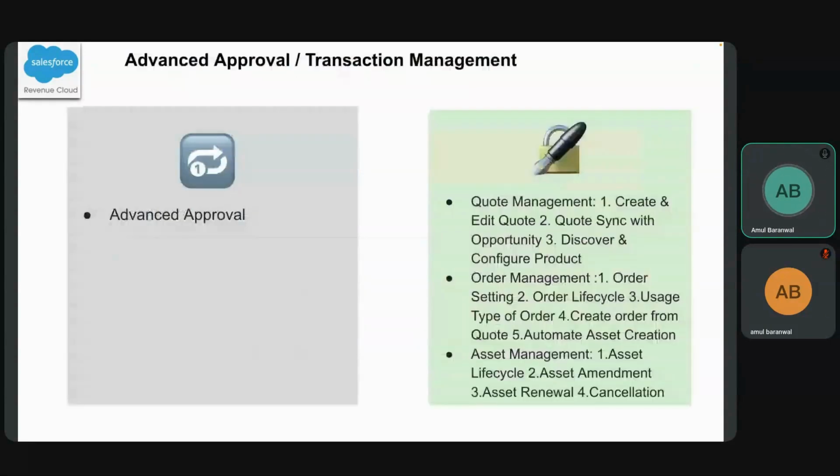And in the advanced approval, we'll talk about the advanced approval part. We'll see how this advanced approval can be set up as an approval orchestration flow, and in that flow we can set up one-level approval, two-level approval, or multi-level approval, including parallel approval or sequential approval. We'll also talk about smart approval.